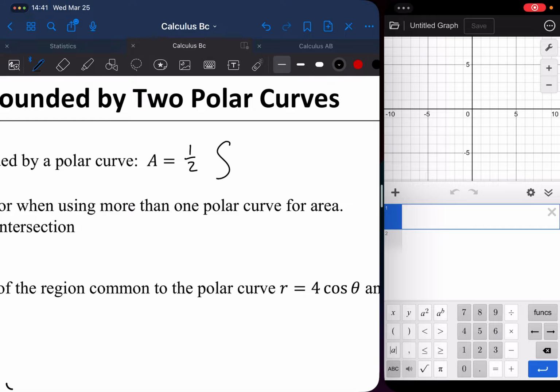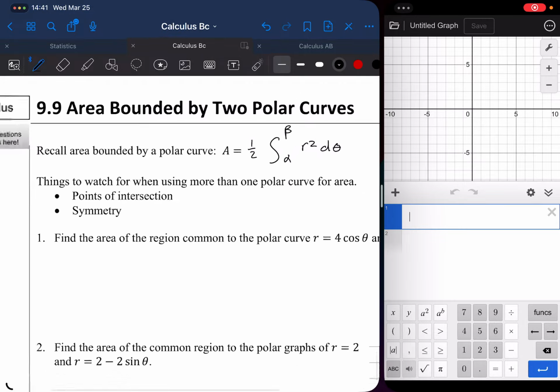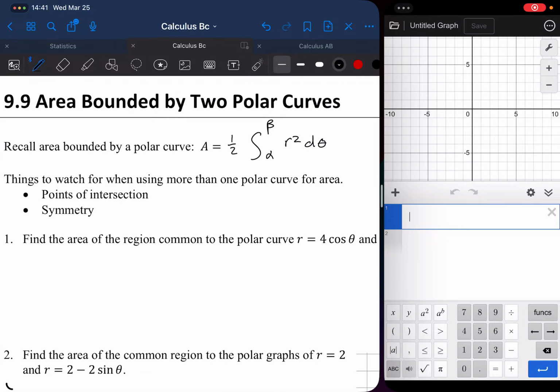So the first part says, recall the area bounded by a polar curve is A is equal to 1/2 integral alpha to beta r squared d theta. So the same formula from yesterday. It says things to watch out for, since we're looking at more than one polar curve, is the point of intersection, because that point of intersection is most likely going to be one of our bounds. And then the symmetry part.